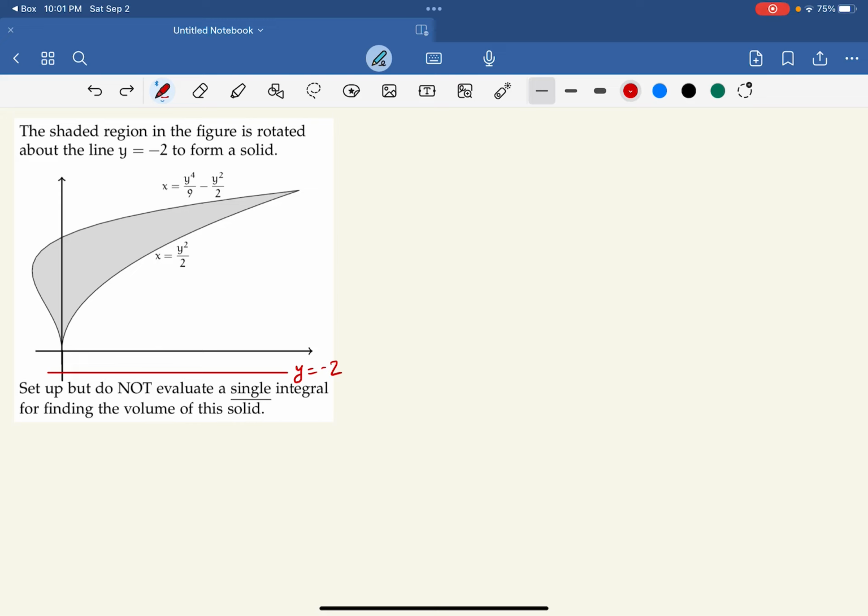And to do the shell method, we will make the slices parallel to our revolving axis. Let's say this is a random slice, and then we will revolve that around the revolving axis of y equals -2, and that will give us a shell.